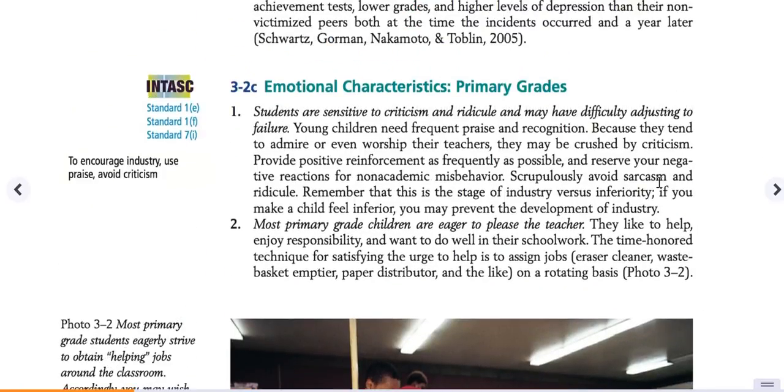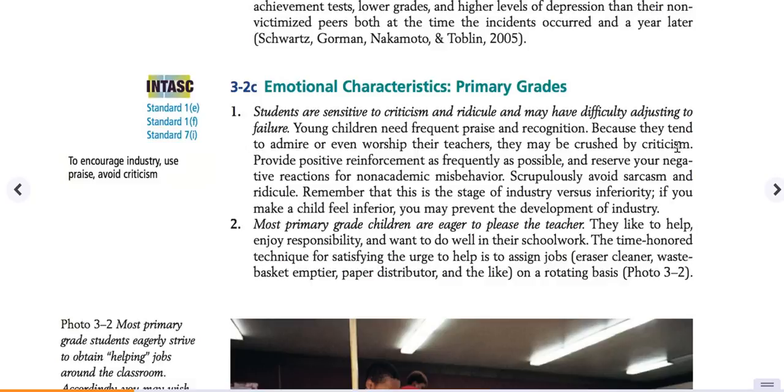Emotional characteristics in the primary grades. Students are sensitive to criticism and ridicule and may have difficulty adjusting to failure. Young children need frequent praise and recognition. Because they tend to admire or even worship their teachers, they may be crushed by criticism. Provide positive reinforcement as frequently as possible, and reserve your negative reactions for non-academic misbehavior. Scrupulously avoid sarcasm and ridicule.